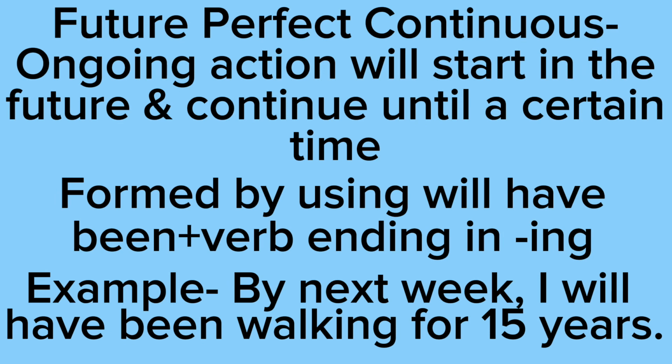So the ongoing action that will start in the future is the walking. The future is next week. And this action will continue until a certain time, and that's why 15 years is included in this sentence, because by 15 years, which is a certain time, I will have been walking for 15 years, that is. And as you can see, we followed the formula. We use will have been plus the verb, which is walk, ending in ing, so it turns to walking.